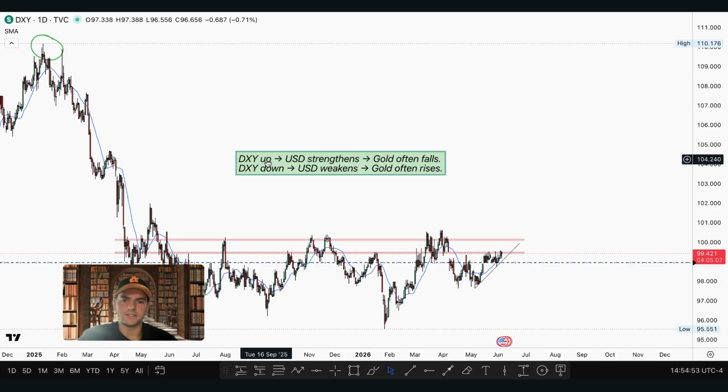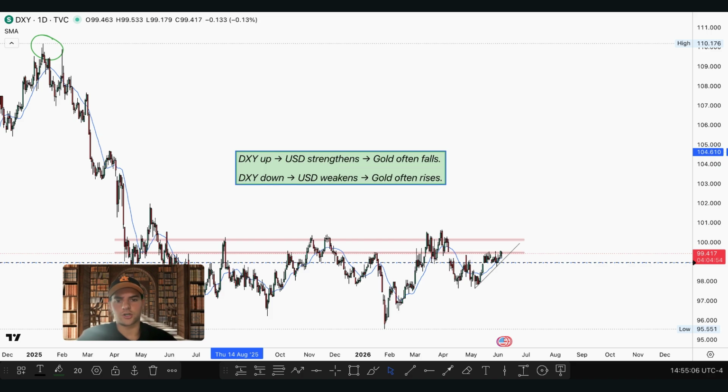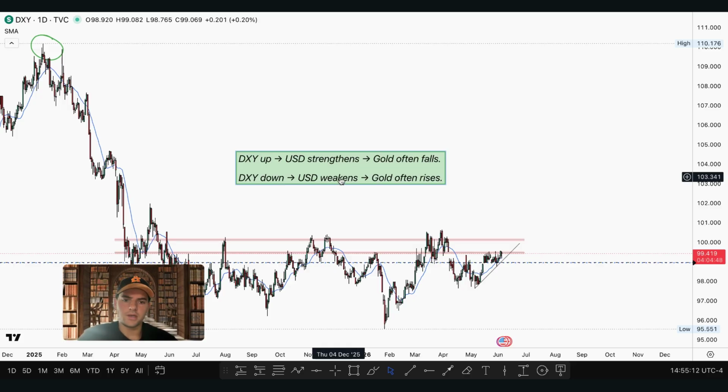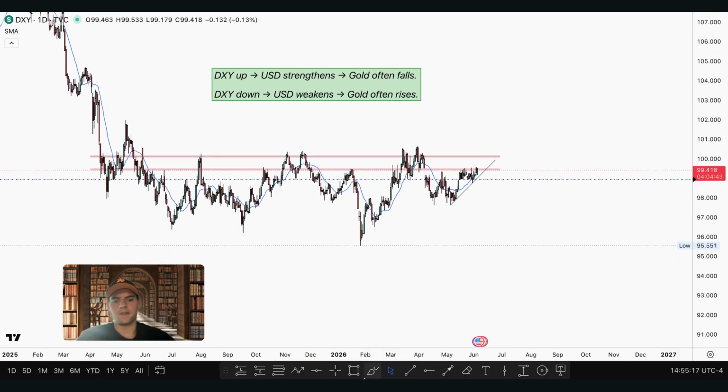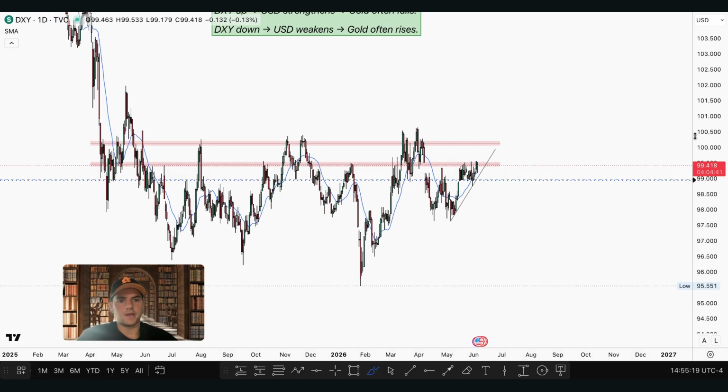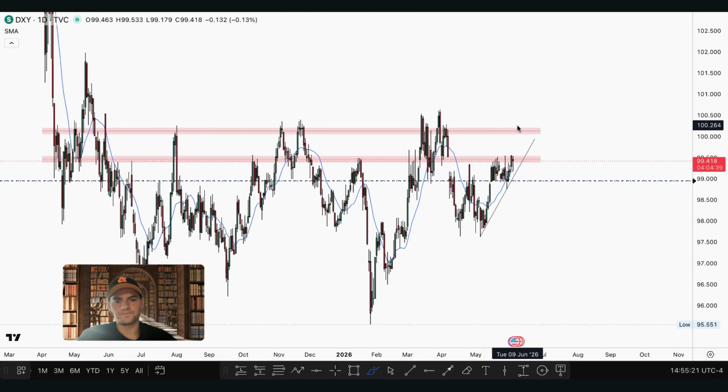If the DXY is up, it means that the dollar is getting stronger. If the dollar is getting stronger, gold will fall, because investors and people in general want the stronger currency, right? And if the dollar is pushing down, the US dollar is going to go weak and the gold will often rise.